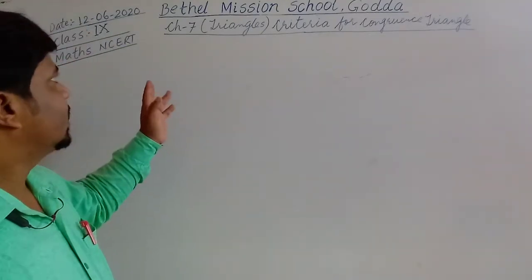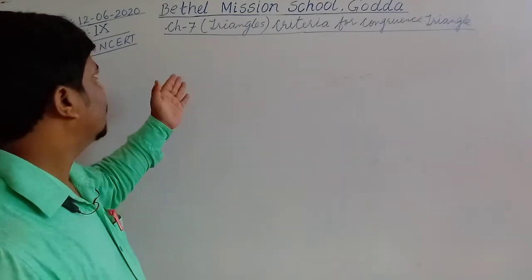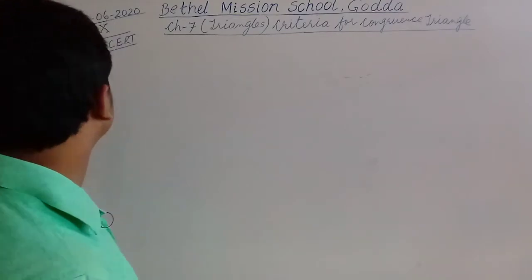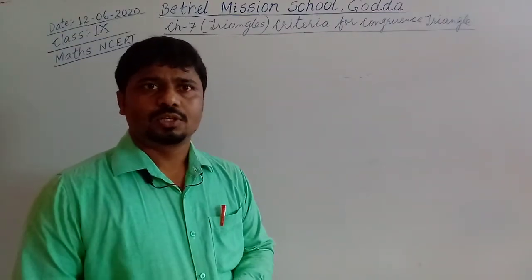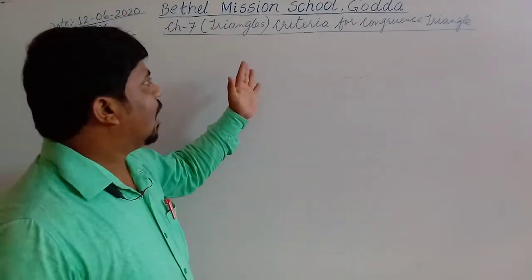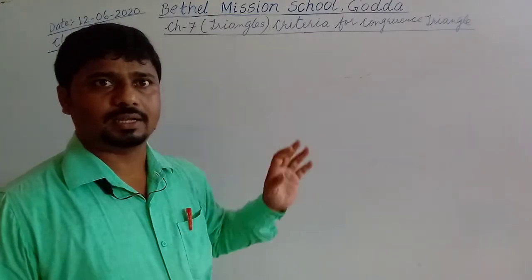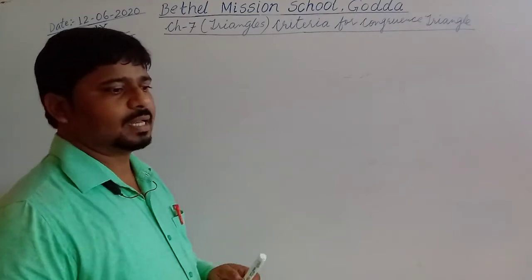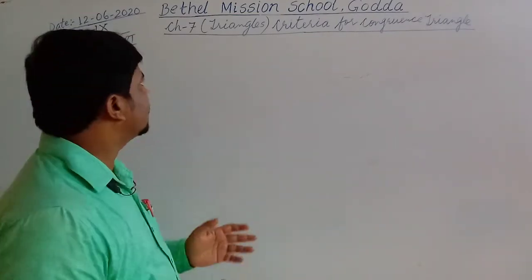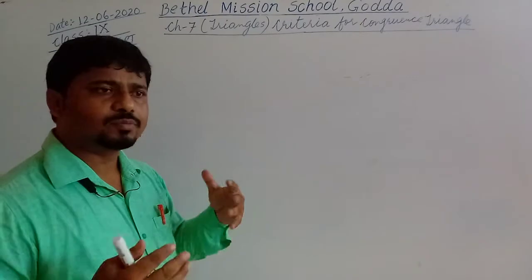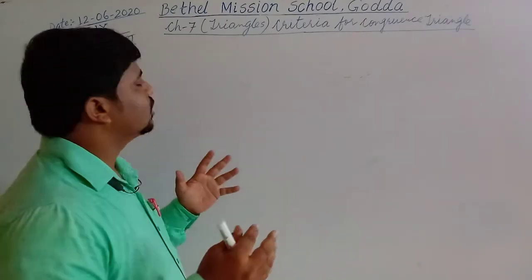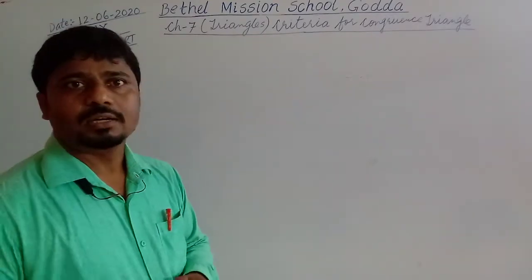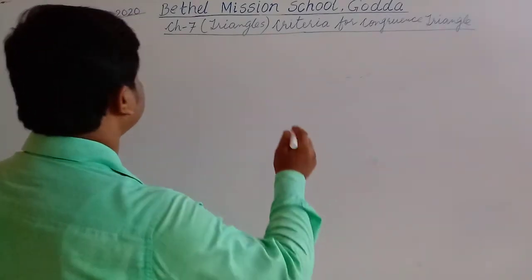Today I am going to teach you a new property of the triangle, and that is the criteria for congruence of triangles. This is from class 9 NCERT Maths. So let's see how many criteria there are for congruence of triangles. You know that in previous classes 7 and 8, you have already studied these properties, but you will study a lot of things about the criteria for congruence of triangles in this chapter.